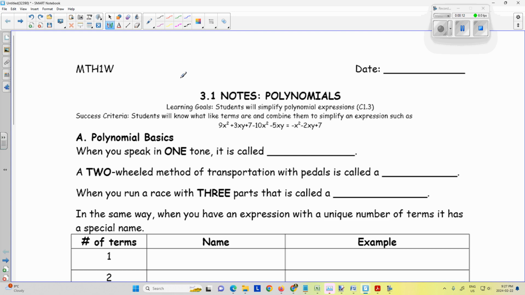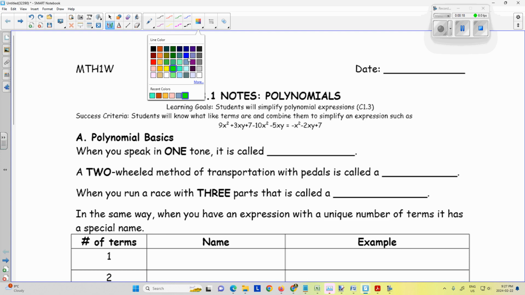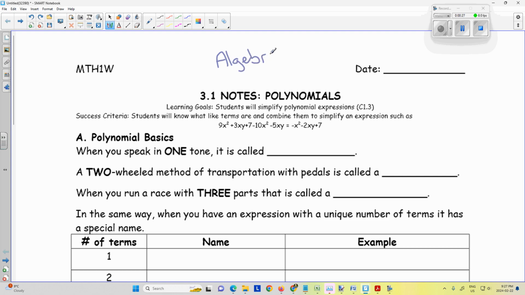We're doing a little video lesson on our new unit, which is polynomials, and we're starting to look more at algebra. You might remember a real simple definition for algebra: we're starting to use letters to represent some of our ideas and some of our numbers now. So we're going on into algebra, and we're starting with polynomials to help us understand the different terms.